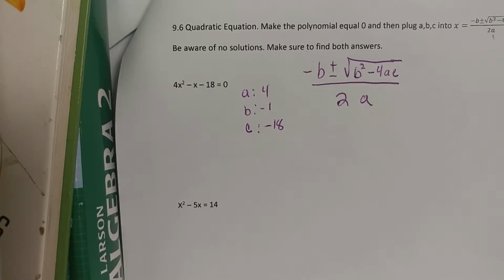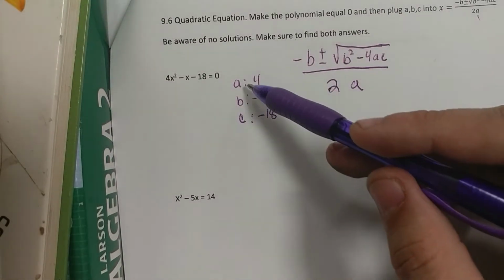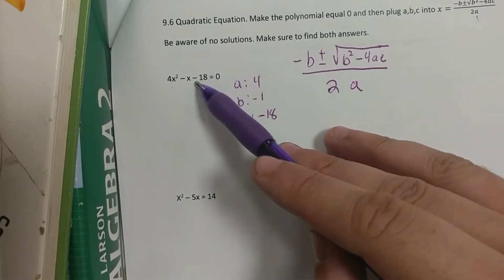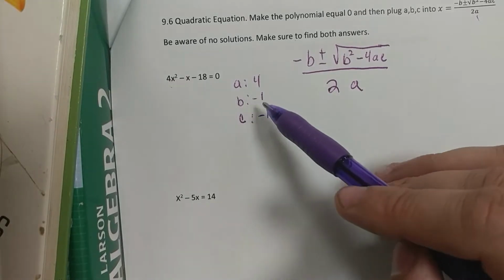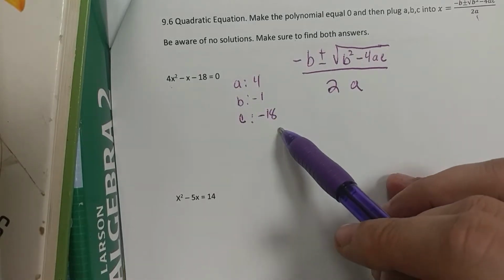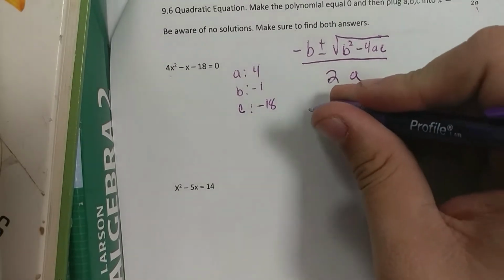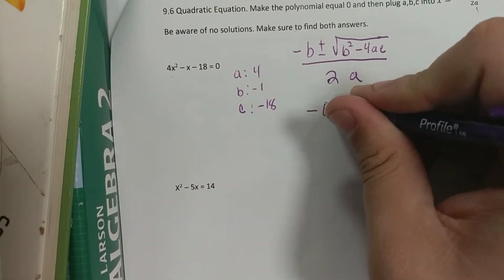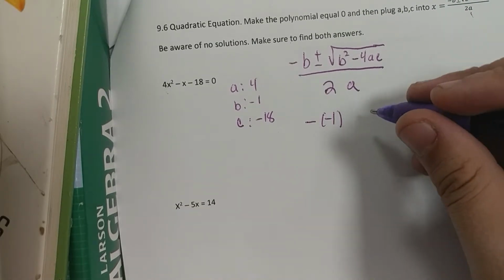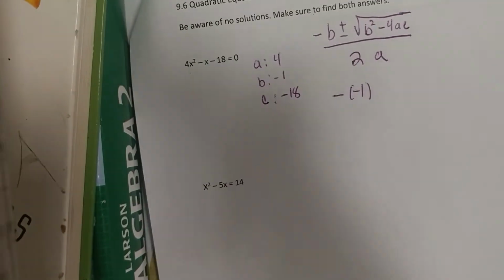With that in mind, let me plug in A, B, and C for these problems. I already identified them. Remember, A is in front of the x squared, so that's 4. B is in front of the x, just in case, it's negative 1. And C is the number by itself, which is negative 18. So negative of negative 1, which will turn positive later, but I'll save that for later.